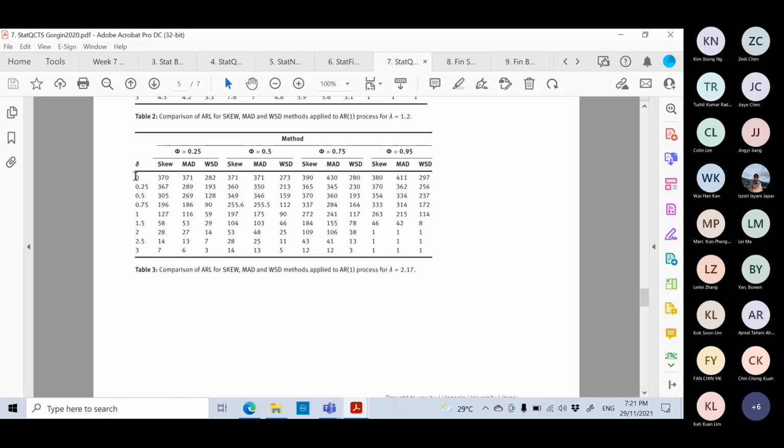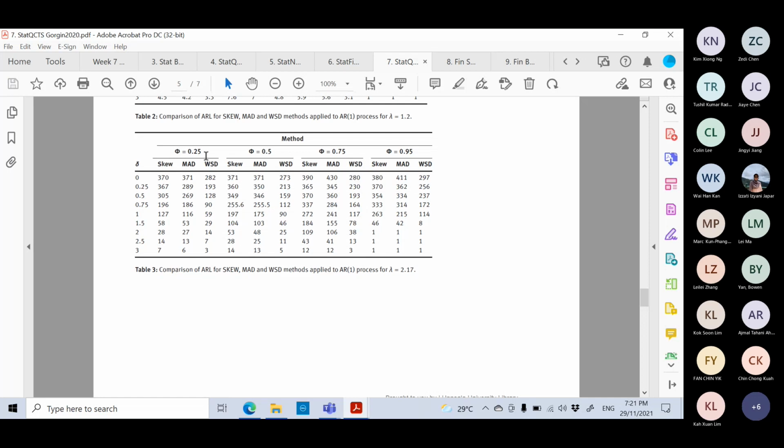If they don't have the shift, they will fall on the 370. This one is if you are working on time series, you are working on quality control, then you know what is meant by 370 here. If the process is skewed or the process is shifted, then they are able to detect the out of control very fast. Okay, so this one is how they want to measure the performance of these three charts.